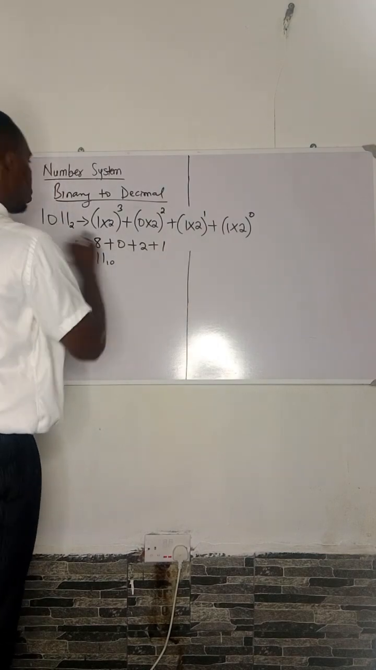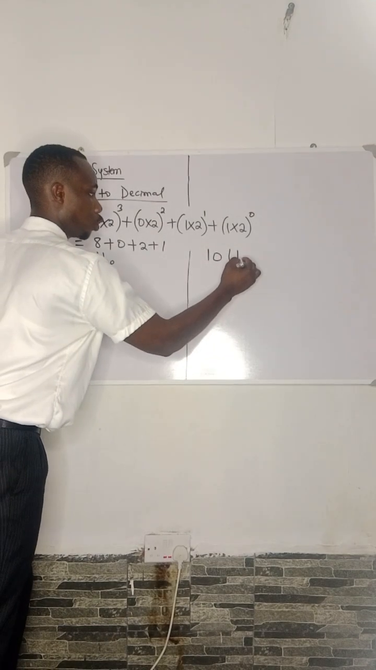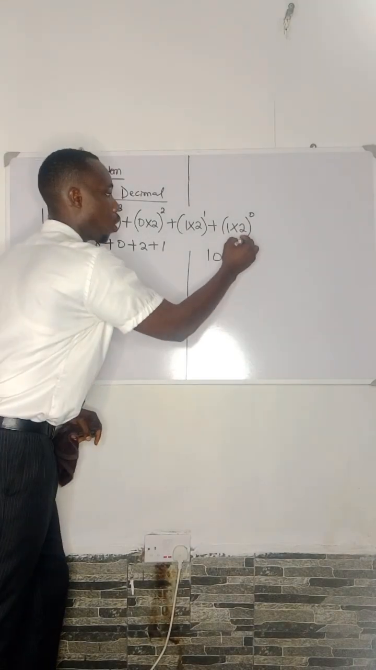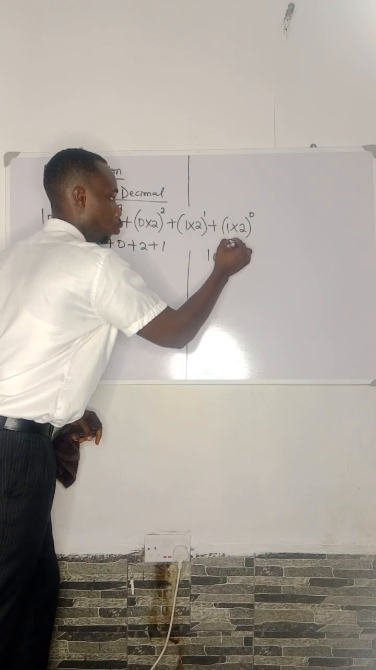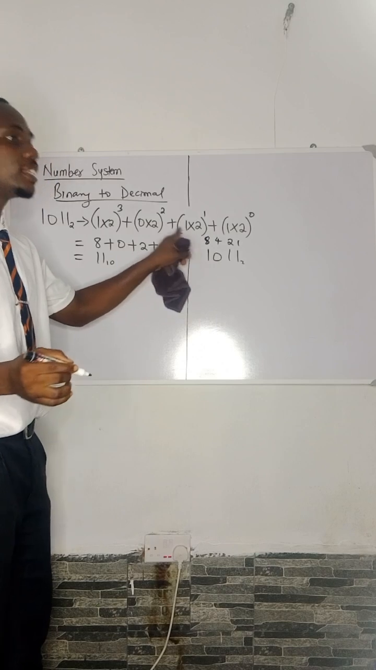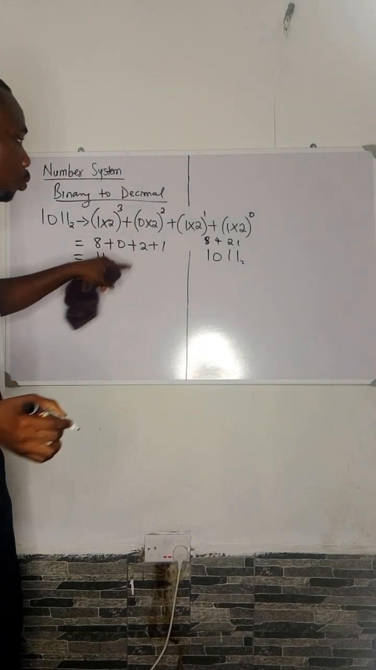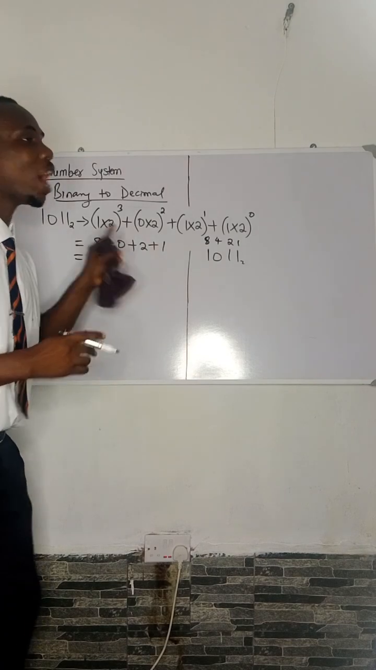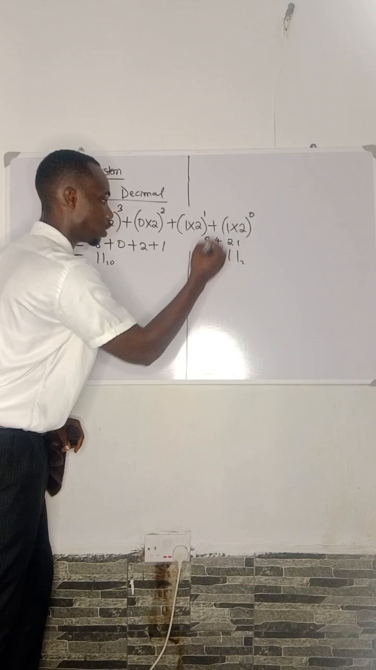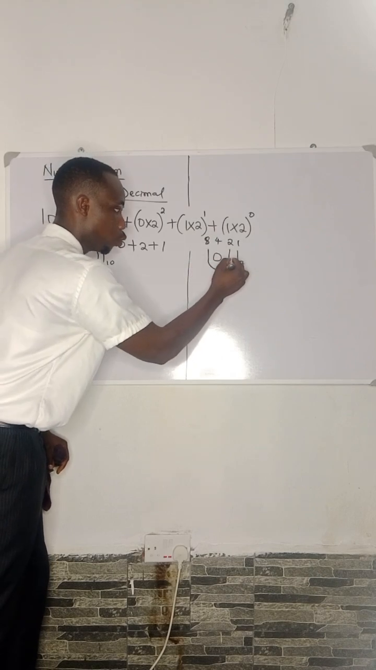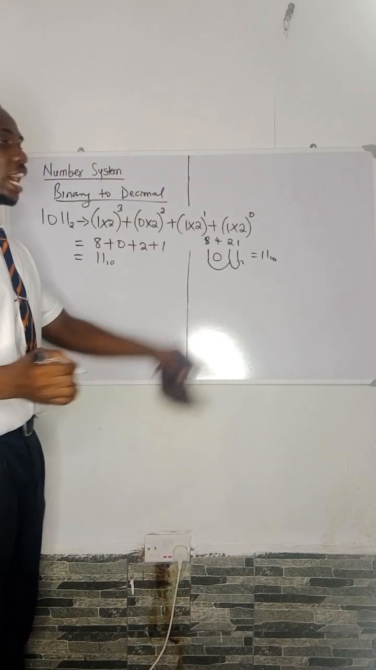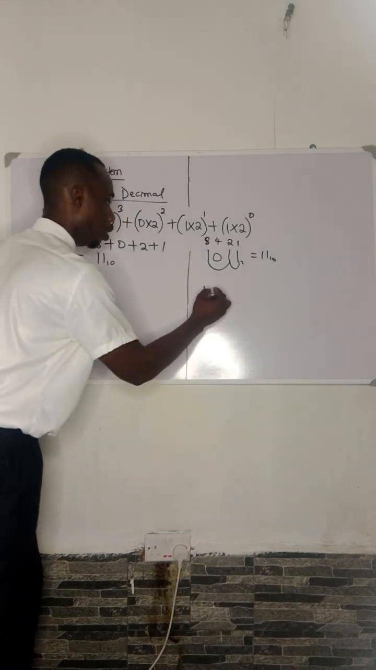Let's look at this again. 1011 base 2. Now because it's in base 2, look at how I'm going to calibrate mine. This becomes 1. The next number becomes 2. The next is 4. The next is 8. If there is another one, it will be 16. If there is another number, 32, 64, and so on and so forth. So we are going to add only the numbers that have 1 attached to them. All the ones that have 0 will be skipped. So this becomes 8 plus 2 gives us 10, plus 1 gives us 11 base 10.